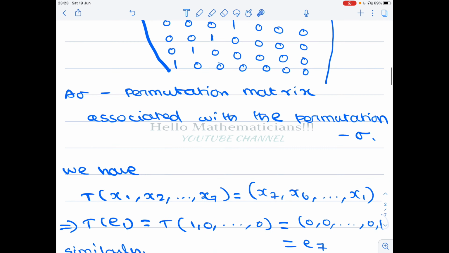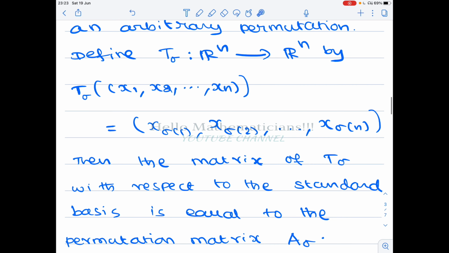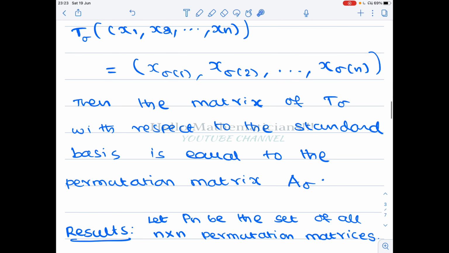Now, what is the result about this linear transformation? The matrix of the linear transformation T sigma with respect to the standard basis is equal to the permutation matrix A sigma. That is what we saw.